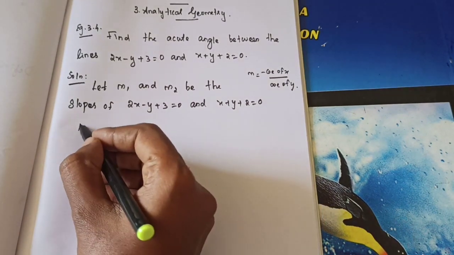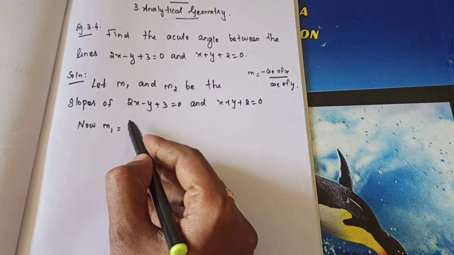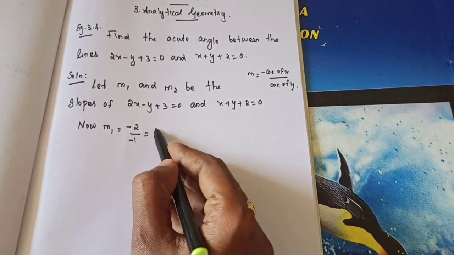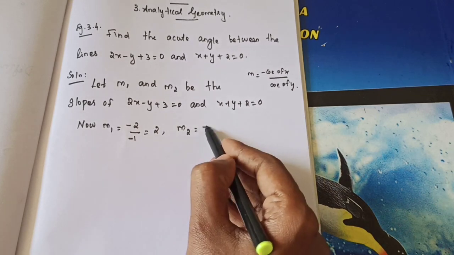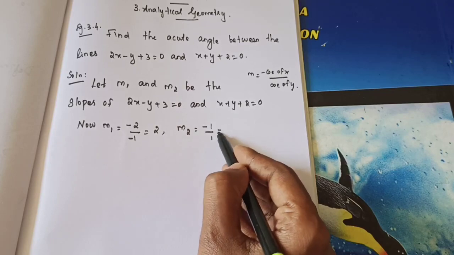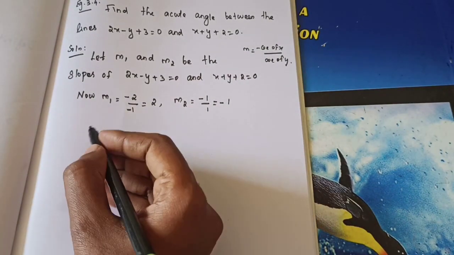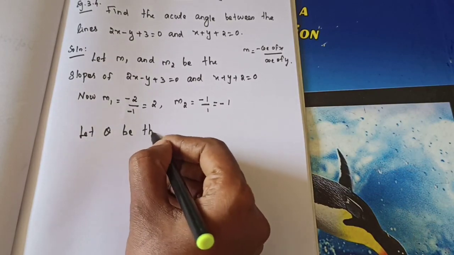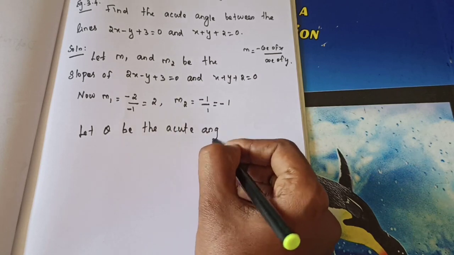First find out m1. Now m1 is equal to minus coefficient of x divided by coefficient of y, so minus 2 divided by minus 1. So you will get 2. Then how will you find m2? Minus coefficient of x, that is minus 1 divided by 1. That is minus 1. Now you know the values of m1 and m2. Okay. Let theta be the acute angle between the lines.